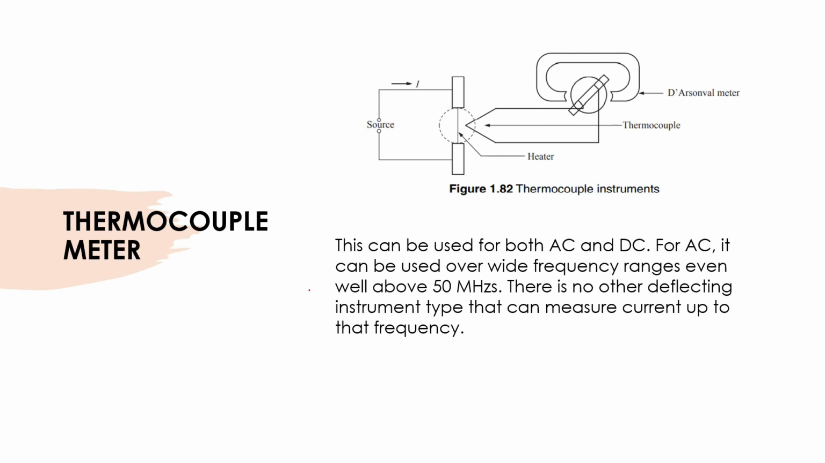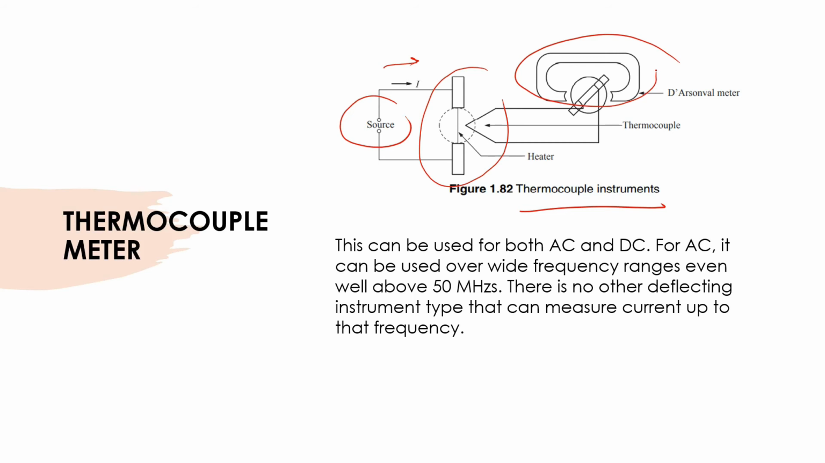And then next we will talk about the thermocouple meter. Okay, so this is the thermocouple instrument. We have a source here, and the input is the current here, and then we have a heater here, and this is the thermocouple. We have the D'Arsonval meter, then we can use this for AC and DC.